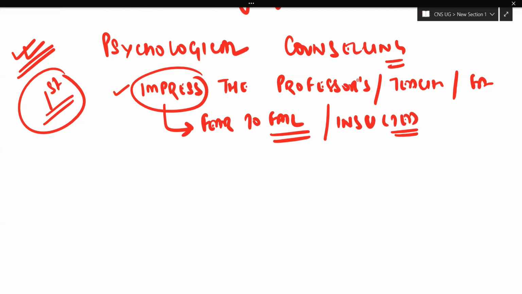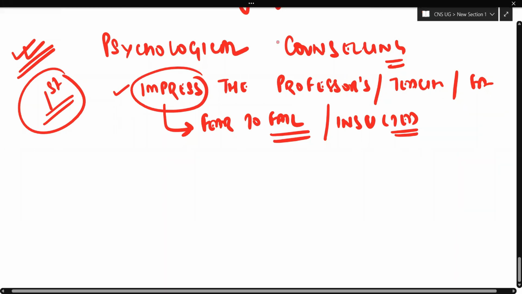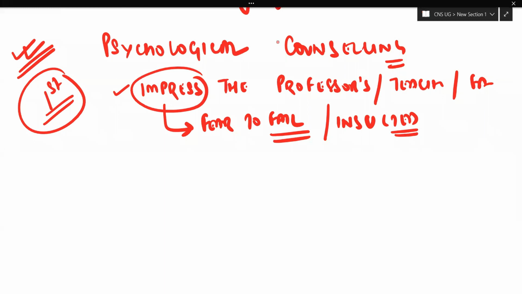You have not come here to impress anyone. You are just here to be a pathologist, to learn, to gain the information. Having said that, I'm not telling you to go and fight with your professors, or to be very upfront with them, or to fight for your rights. No, this is not what you are here for.